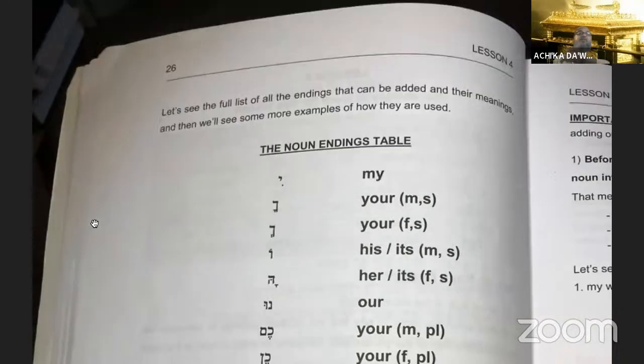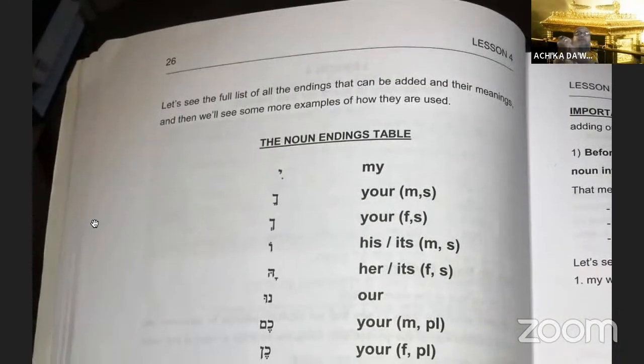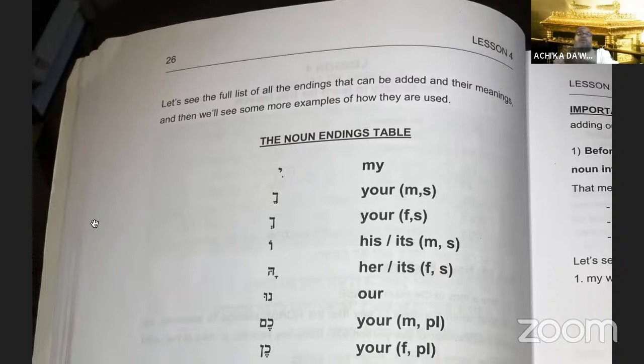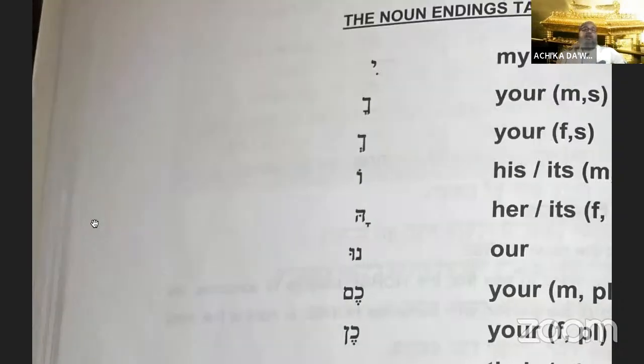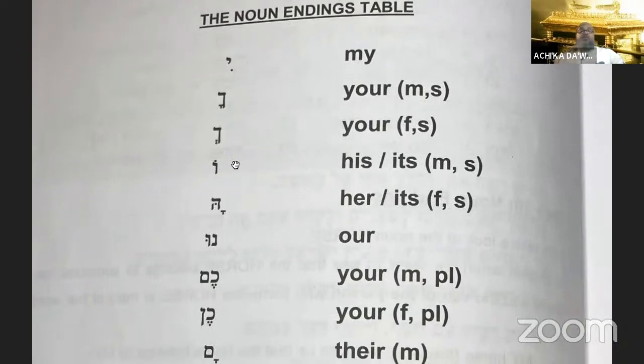I'm going to send this to you. So here's the full list of the endings that could be added, and their meanings. And we'll give you some more examples of how they're used. So the ending table is my, and these are sounds. When I send this to you, I want you to take the time and remember how these sounds go. So you can see the importance of knowing the sounds.